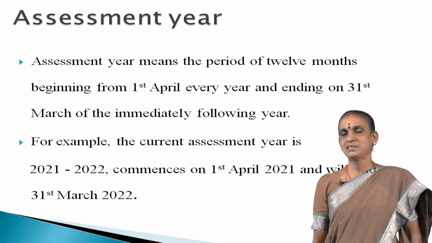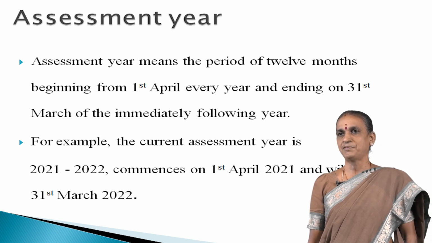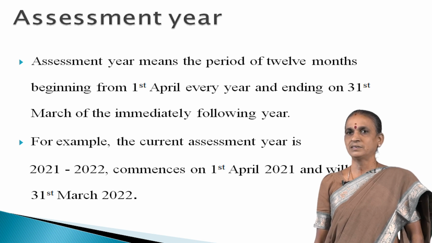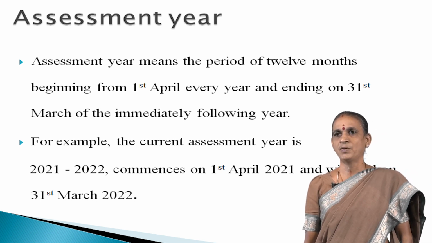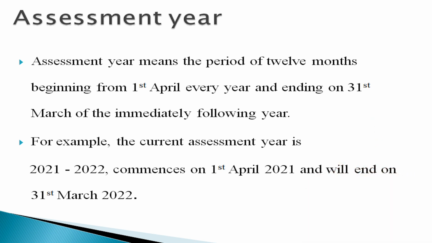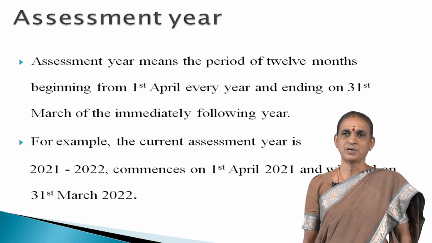Assessment year. Assessment year means the period of 12 months beginning from 1st April every year and ending on 31st March of the immediately following year. For example, the current assessment year is 21-22. It commences on 1st April 2021 and will end on 31st March 2022.